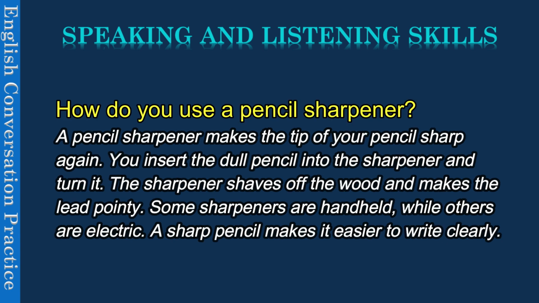How do you use a pencil sharpener? A pencil sharpener makes the tip of your pencil sharp again. You insert the dull pencil into the sharpener and turn it. The sharpener shaves off the wood and makes the lead pointy. Some sharpeners are handheld, while others are electric. A sharp pencil makes it easier to write clearly.